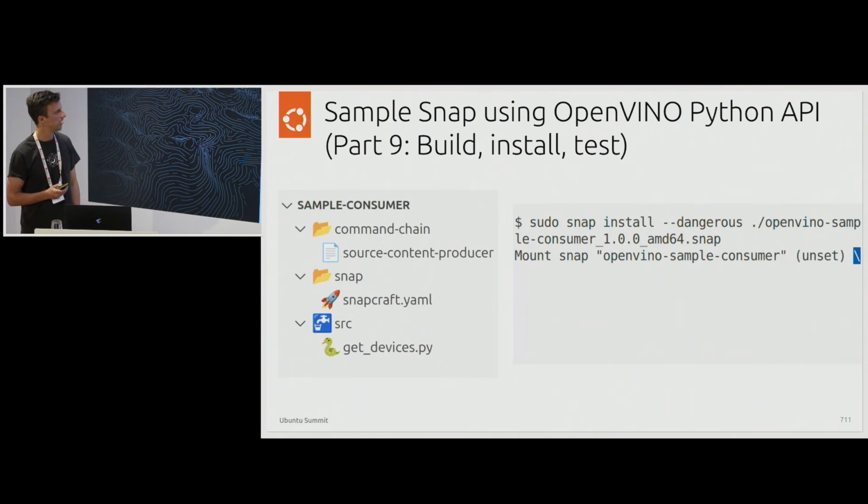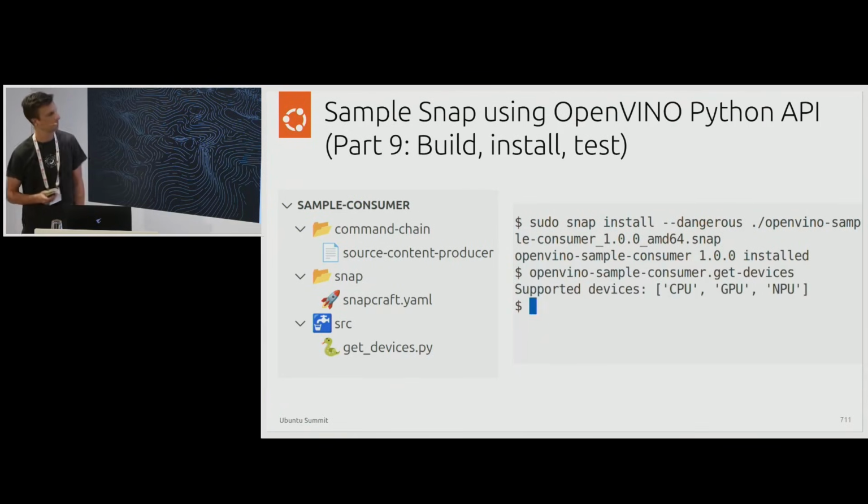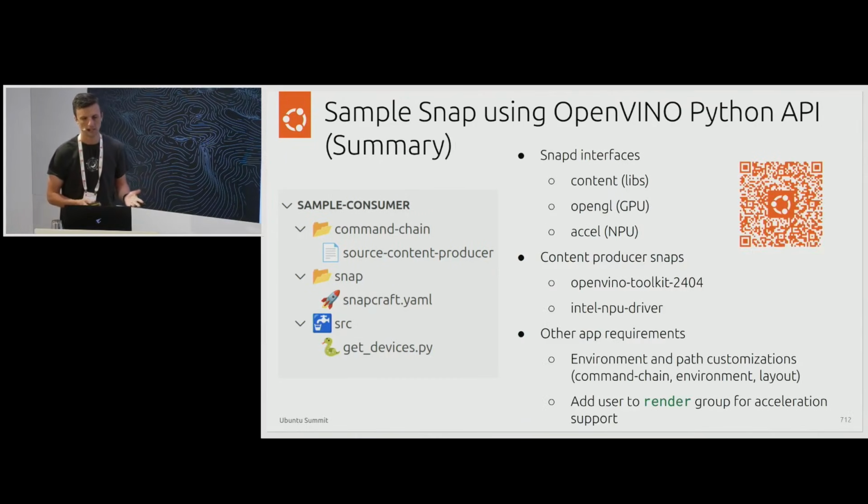So again, you'll need to imagine that we've already built the snap, and now we install it, and when we run our Get Devices application, awesome. So we got CPU, GPU, and NPU support for our application.